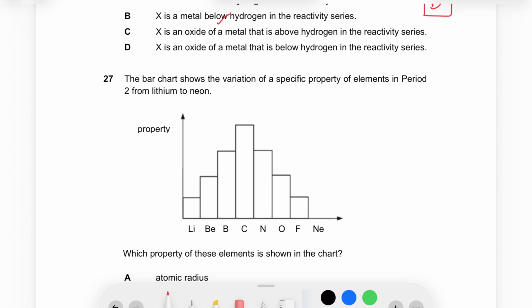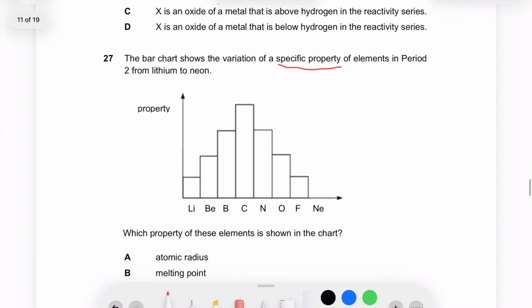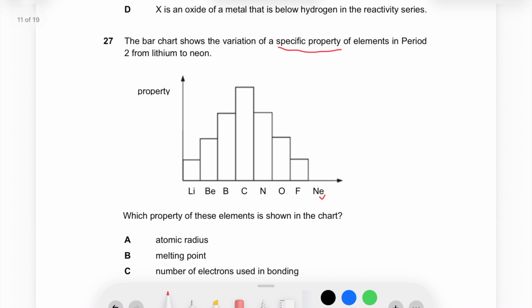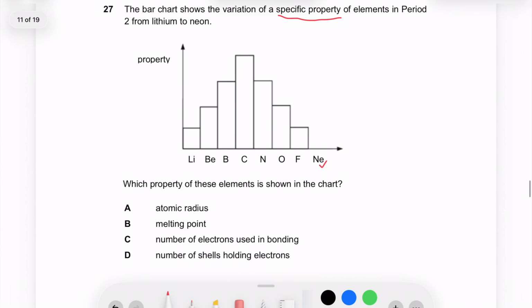27 shows a specific property. What's the property whereby neon will be 0? We do not know what this property is, but for neon it will be 0. It should be the number of electrons used in bonding, because neon is group 18 and has a full outermost shell, so it does not undergo any bonding at all. So the answer will be C.